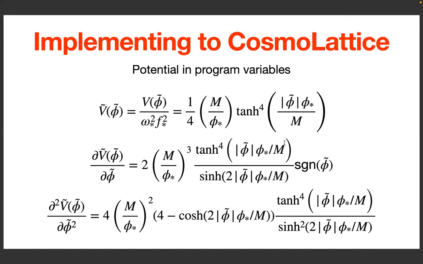And there is something that you should forget while implementing CosmoLattice: the sign function here. This is put in there when you do the derivative, but in CosmoLattice you don't put this here. You don't put it for p equal 4.